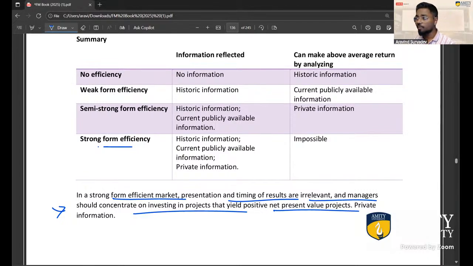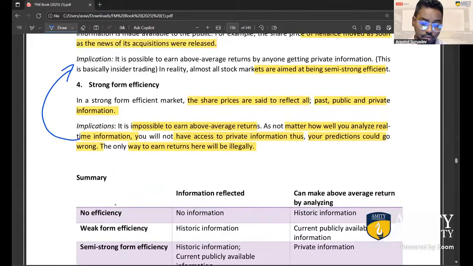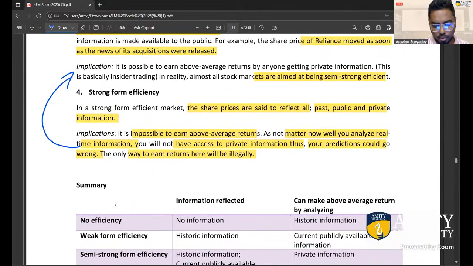In the strong form efficiency market, all information about the company is already reflected in the share price. So you can't really beat the market by knowing something about the company, even if it's private information. So this is why companies have to be run by good directors. We invest in good companies, get returns. That's all you can do. So this right here, guys, is not correct.